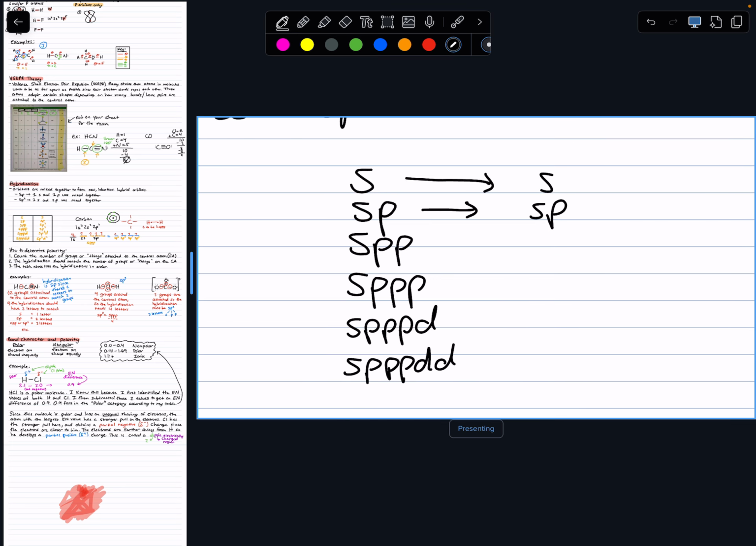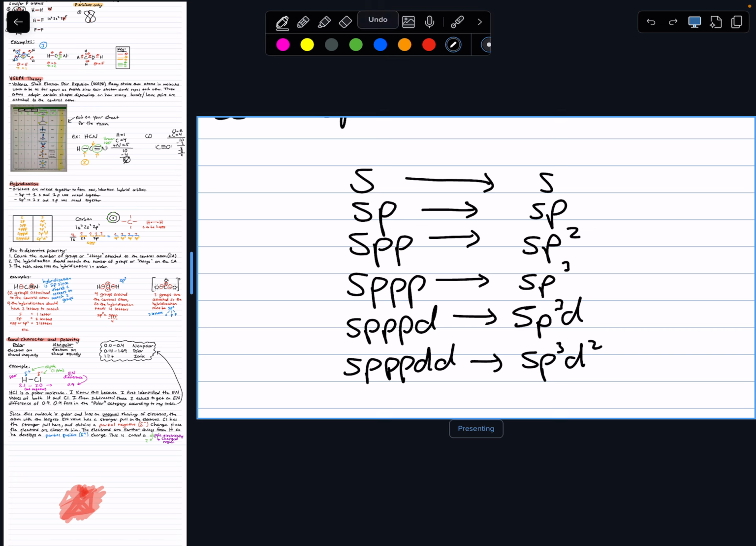So this translates to just S. This is obviously just SP. What is this? SP2, SP3, SP3D, SP3D2. Nice. These are exponents. So if you're writing SP3 and not making it an exponent, I'm marking this wrong. This is not right. Write it the way it's supposed to be written. Okay? Up.